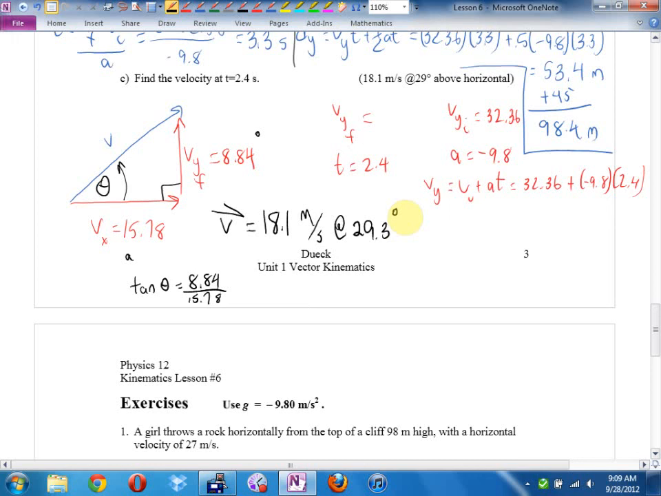North of east? No, that's not north. That's not south. Below or above? Look at the picture. Ah! It's above the horizontal.